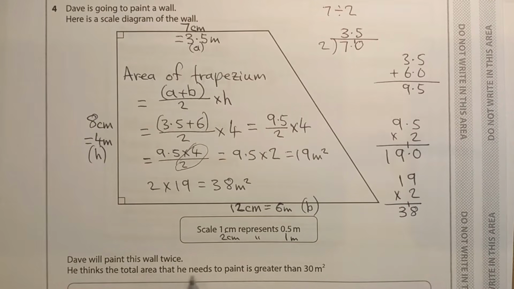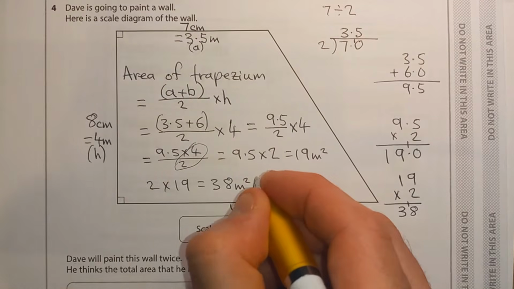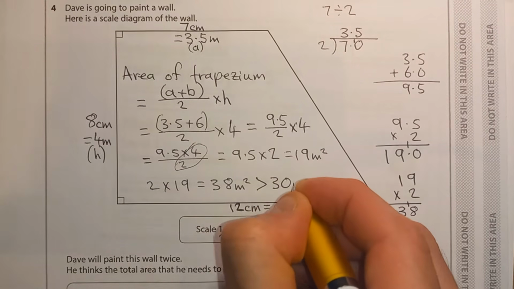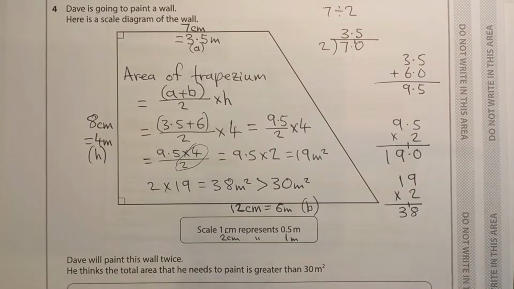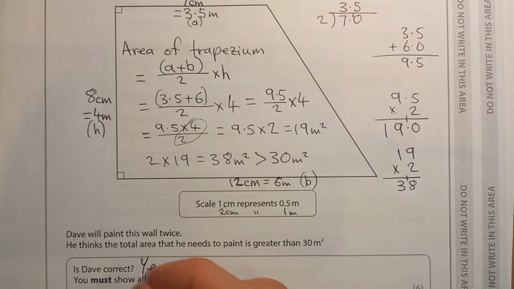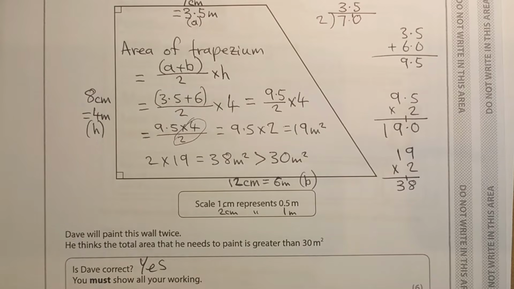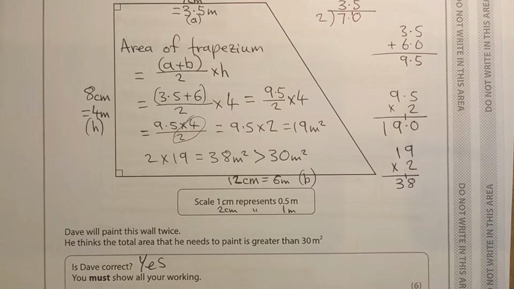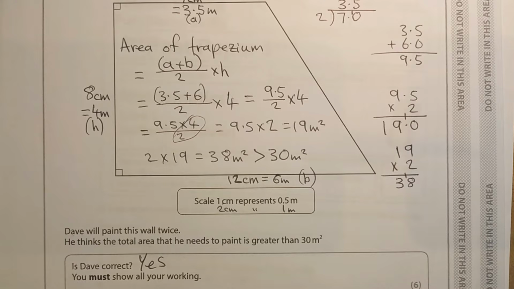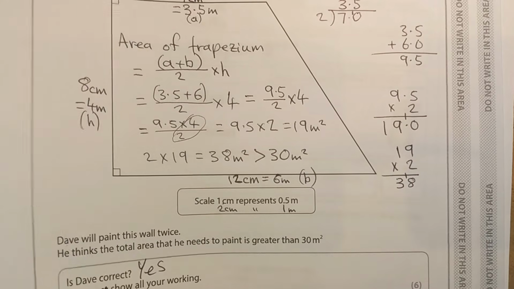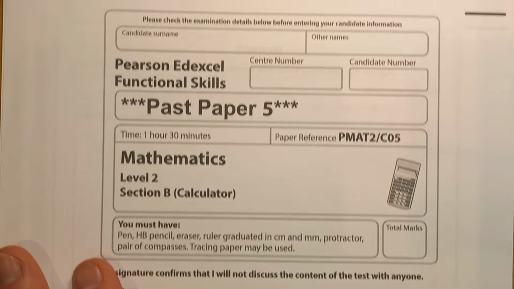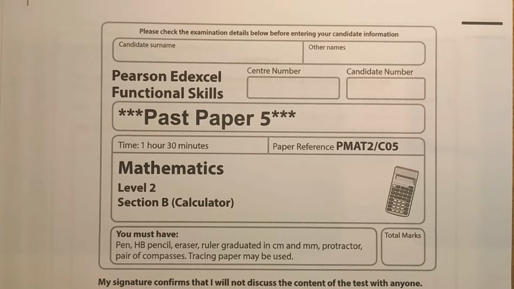Okay, he thinks the total area is greater than 30 metres squared. Well, 38 metres squared certainly is greater than 30 metres squared. So, is Dave correct? Yes, he is. Okay. And that's the end of the non-calculator section. So we've got functional skills, maths, Edexcel level 2, past paper 5, and now we're going to look at the calculator section.